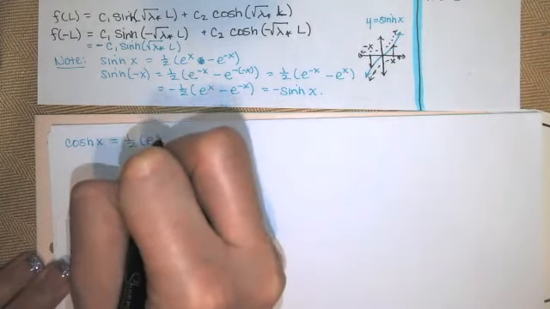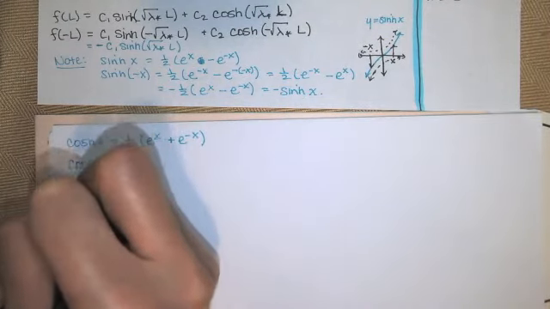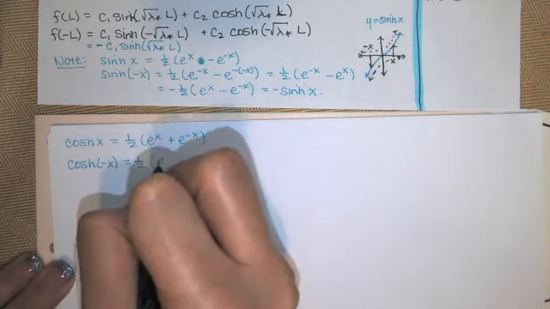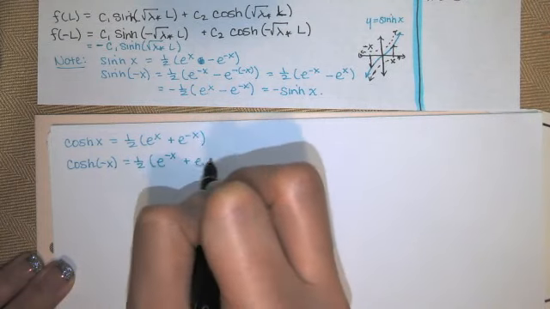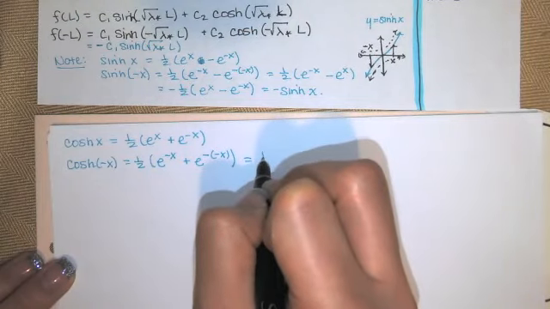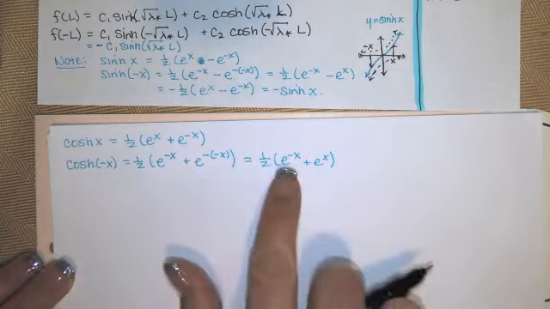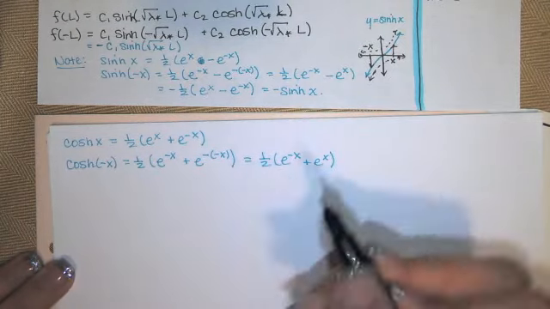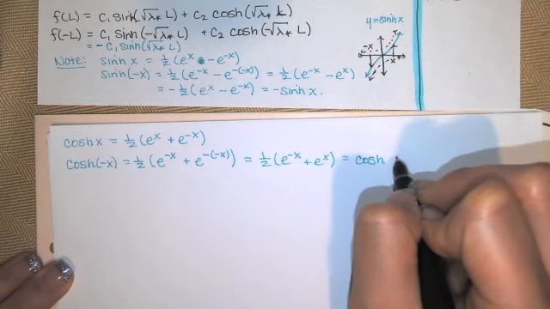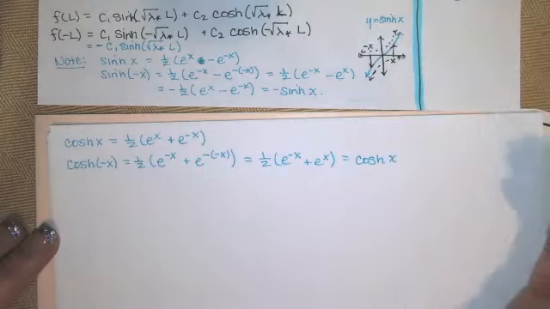This is 1/2 of e to the x plus e to the negative x. I think it's almost obvious that if I replace x with -x, I get 1/2 e to the negative x plus e to the opposite of -x. Negative x is just positive x. That is exactly like that, just in the opposite order. Addition is commutative. So that's hyperbolic cosine of x.